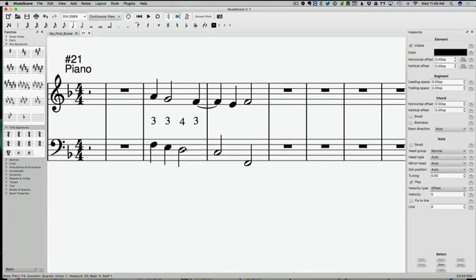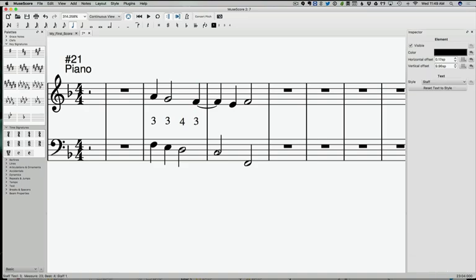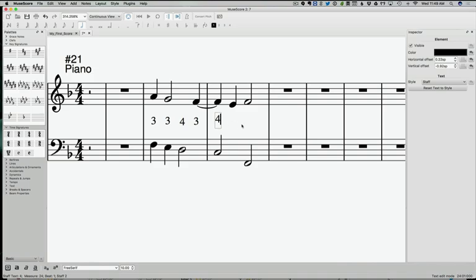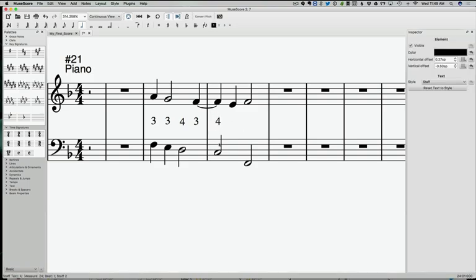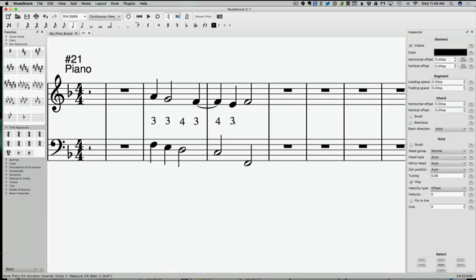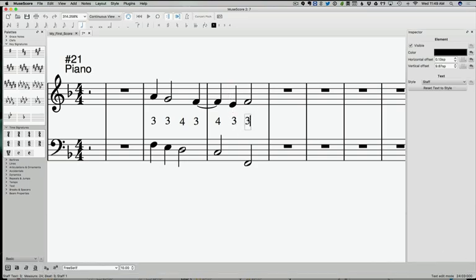Here we have D to F. That's going to be a third. Here we have C to F. So that's going to be a fourth. So that's a suspension. Here we have C to E. So that's a third. And then F to F. So let's call that an octave.